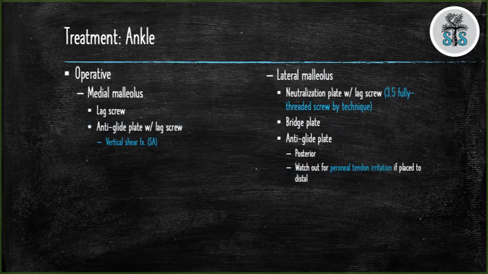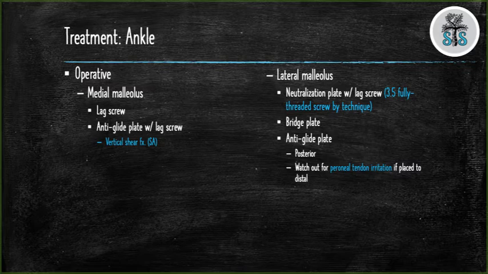What are the different surgical constructs that can be used to fix ankle fractures? We will go over the basics, but please realize that there are many different ways to fix these fractures. Medial malleolus fractures can be fixed with a lag screw. If there's a vertical medial malleolus fracture, then you can use an antiglide plate with lag screws. Lateral malleolus fractures can be treated with a lag screw with a neutralization plate. If the fibula fracture is highly comminuted, you can use a bridge plate.